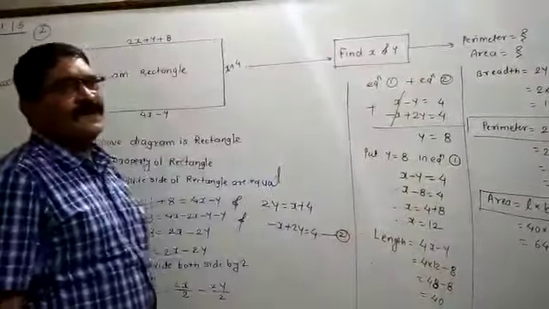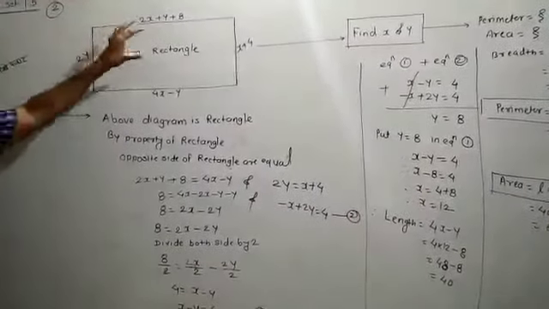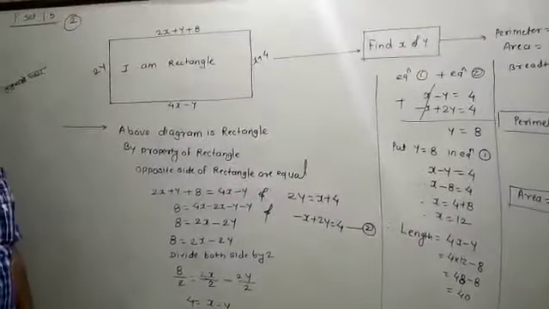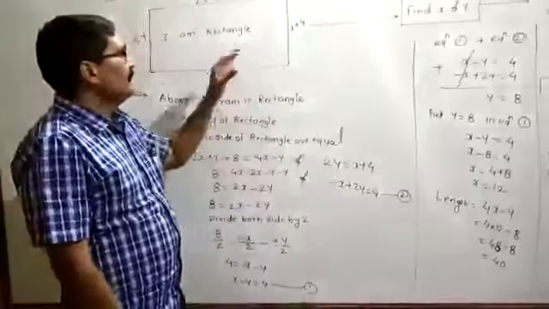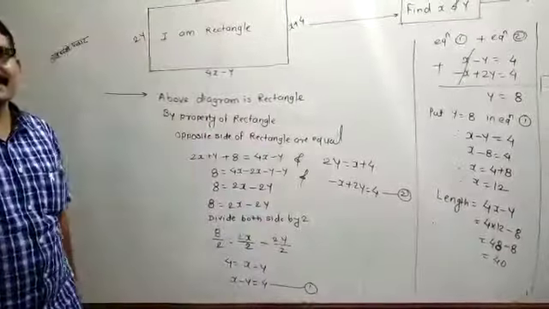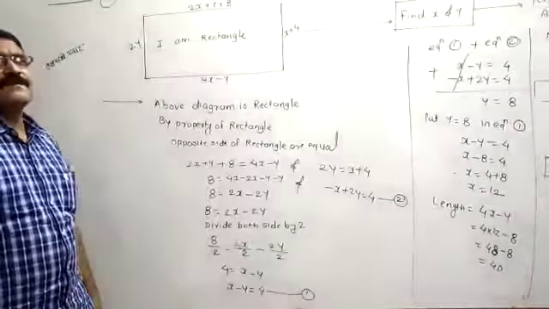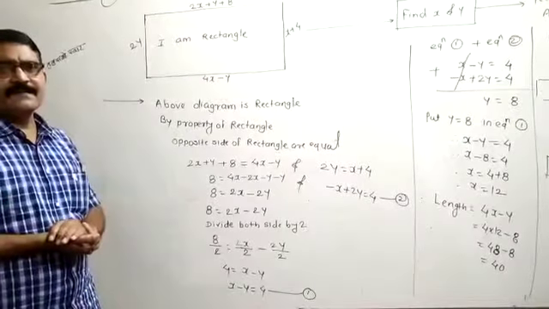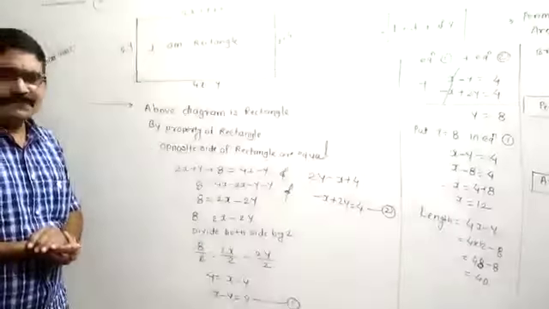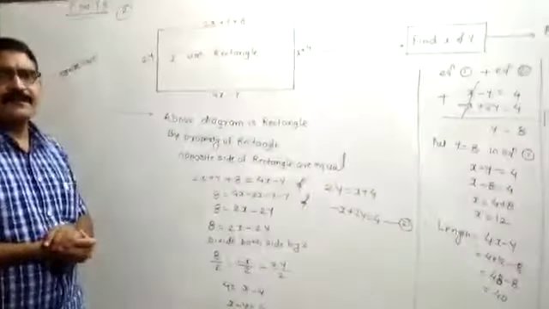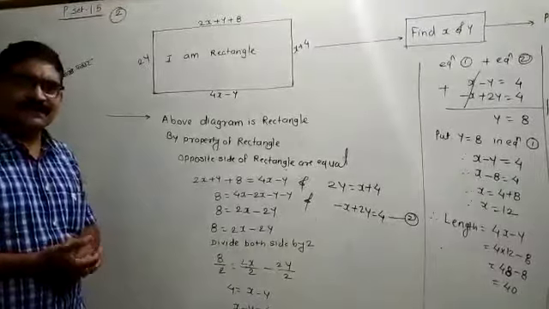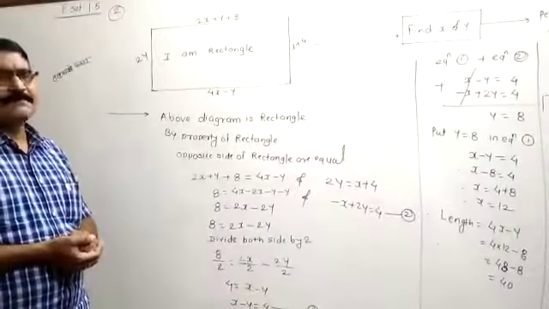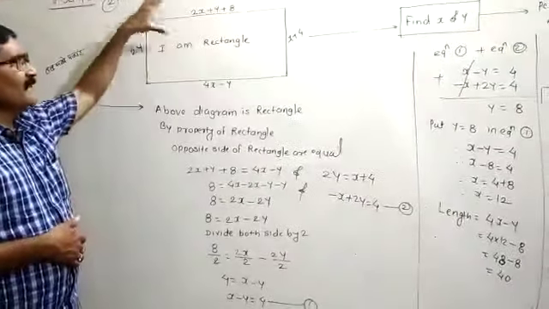Means the conditions are already hidden in the diagram. From that you have to frame the equations. But how you have to frame the equation, that you have to see. Everybody knows the properties of the rectangle. The first property is that opposite sides of the rectangle are congruent.